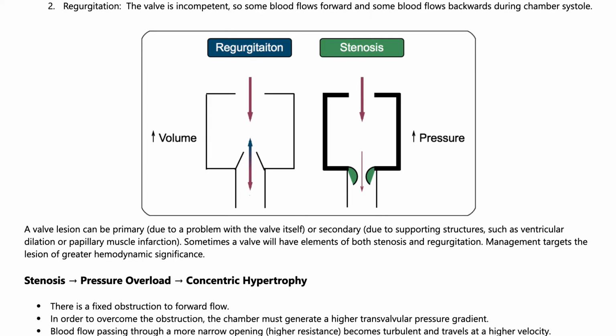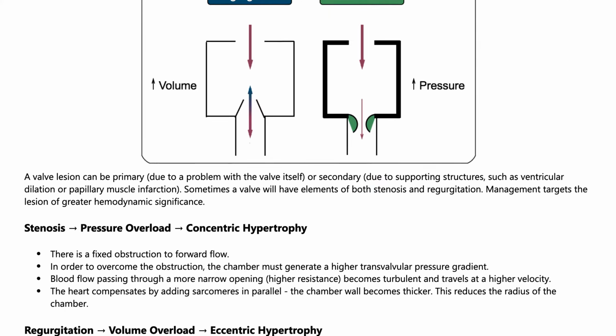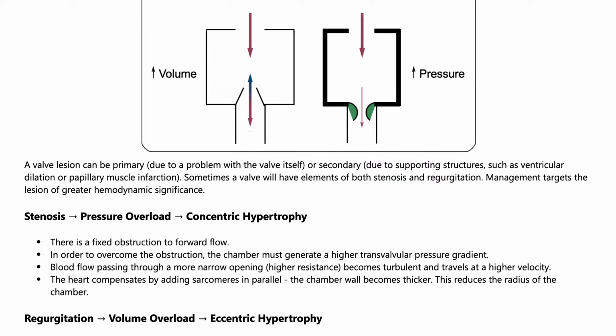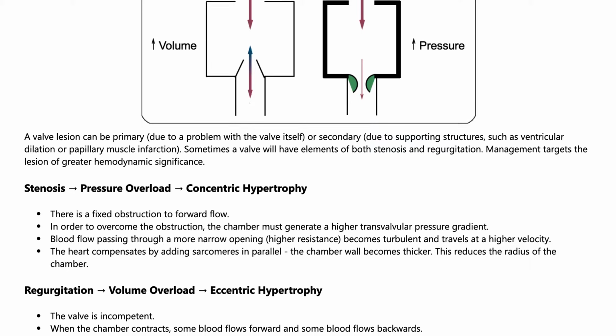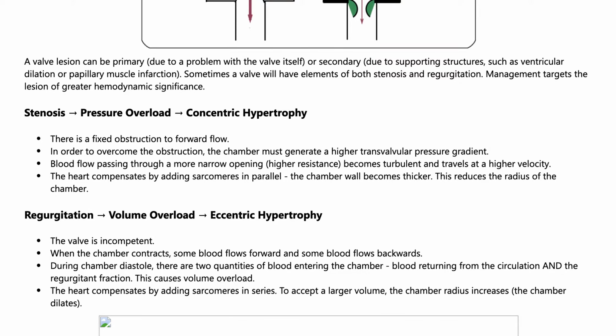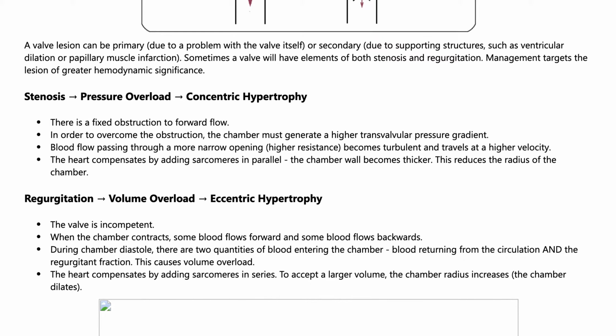Sometimes a valve will have elements of both stenosis and regurgitation. Management targets the lesion of greater hemodynamic significance. Stenosis is pressure overload and leads to concentric hypertrophy. There's a fixed obstruction to forward flow. In order to overcome the obstruction, the chamber must generate a higher transvalvular pressure gradient. Blood flow passes through a more narrow opening, i.e., higher resistance, and becomes turbulent and travels at a higher velocity.